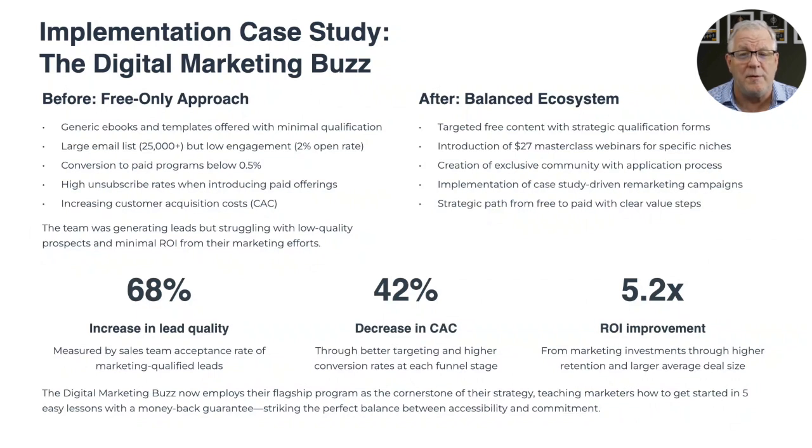Sound familiar? After implementing the balanced ecosystem approach, they made several strategic changes. They shifted to targeted free content with strategic qualification forms, introduced $27 masterclass webinars for specific niches, created an exclusive community with an application process, implemented case study-driven remarketing campaigns, and developed a strategic path from free to paid with clear value steps.